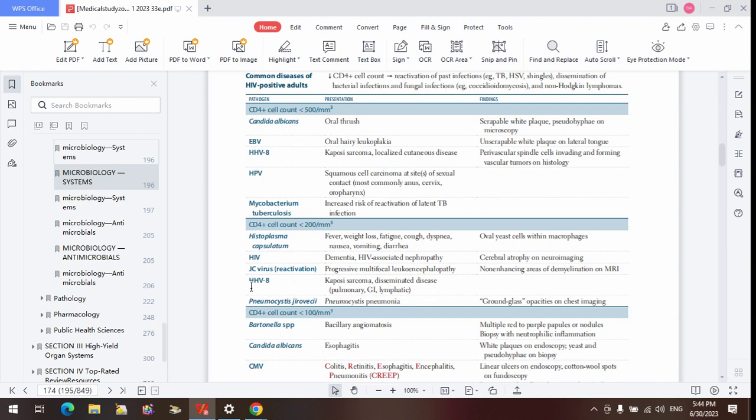Then the next one is now to remember HIV dementia. You guys remember when we were talking about dementia in neuro? We talked about this guy. HIV-associated dementia, very rapidly progressive. It is associated with cerebral atrophy on neuroimaging. You'll just be seeing that there'll be spaces everywhere in the brain. The cortex has atrophied.